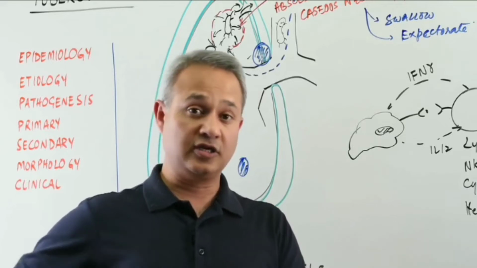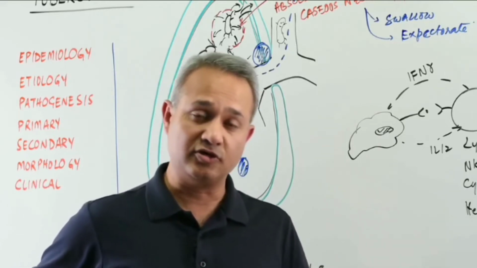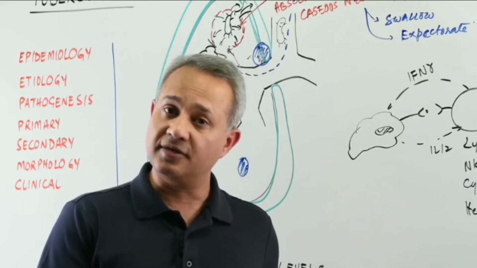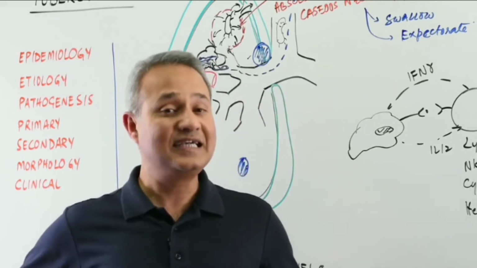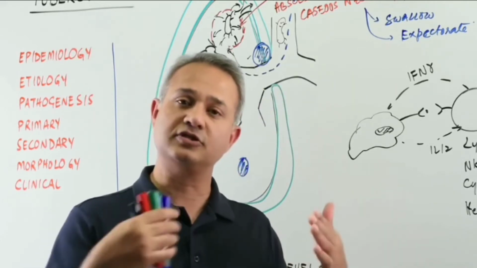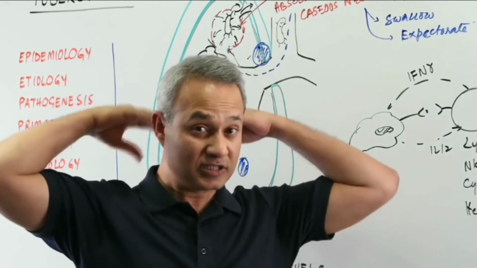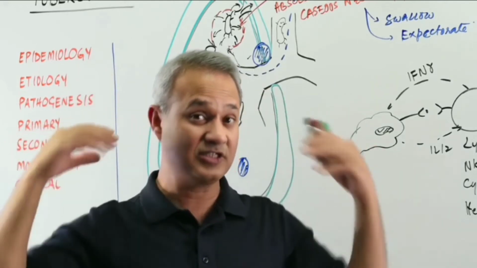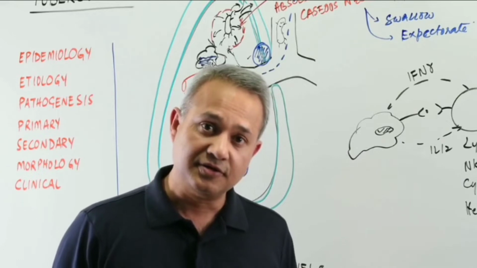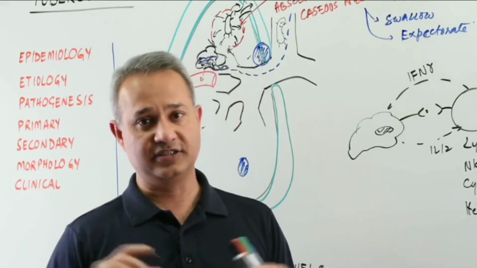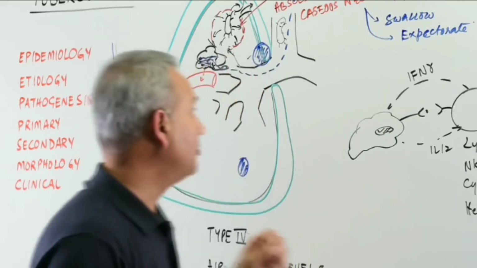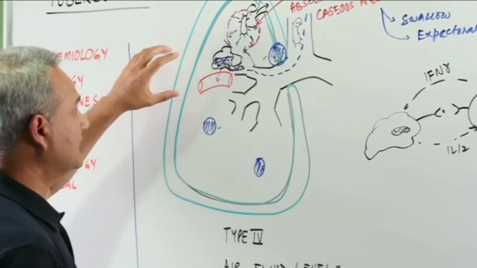It can go to the liver and cause miliary tuberculosis of the liver. It can go to the spleen, causing miliary tuberculosis of the spleen. It can go to the kidneys, causing miliary tuberculosis of the kidney. It can go to the spinal cord and the vertebra, causing Pott's disease. So this can go to many other areas and cause disease. That is also a very important aspect of secondary tuberculosis.